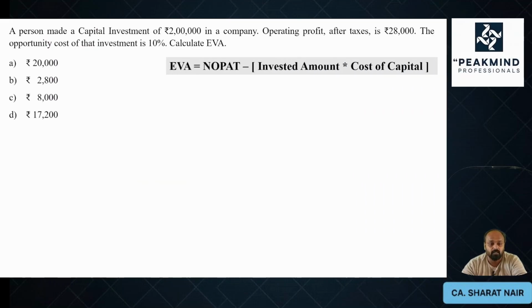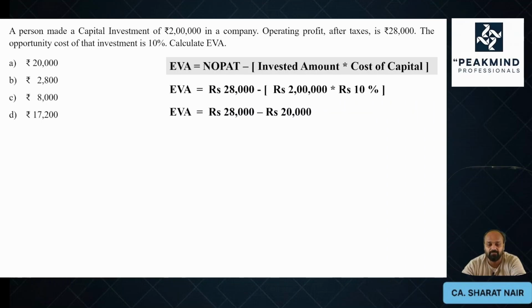Next question is based on EVA. Economic value added is equal to net operating profit after tax minus amount invested into cost of capital. Given the information, capital invested is 2 lakh, operating profit is 28,000 and expected cost of capital is 10%. Substituting it, we can find out EVA. EVA will be 28,000 minus 20,000. So it will be 8,000. So correct answer is option C.